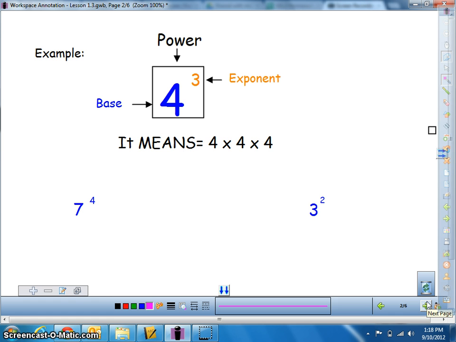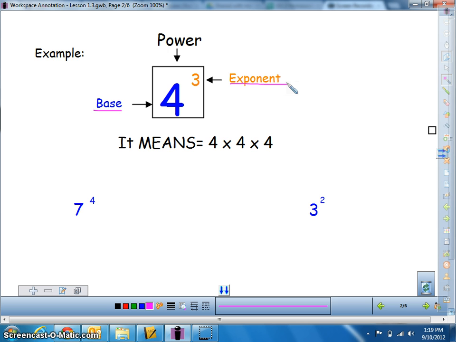All right, here's our first example. You need to know that the word power stands for this whole thing. 4 to the third power is how we would say this. The number 4, the big number on the bottom, is referred to as our base number, and the little tiny number up to the right is referred to as the exponent. But all of it together is what we would call a power.